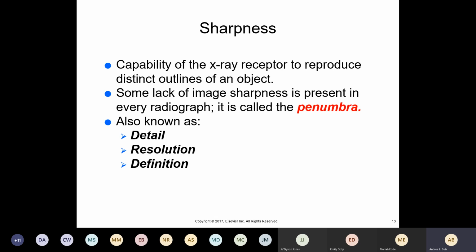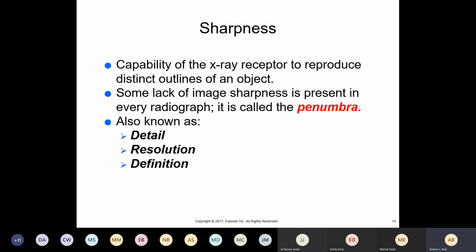Sharpness is when I was talking to you guys about like pixels versus the size of the silver halide crystals, I compared it to a television. And that's what I always think of when I think about sharpness is, you know, the more detail you can give me, the more sharp the image is going to be. So the more pixels you have, or the smaller the crystals, the sharpness is going to improve. So the capability of an X-ray receptor to reproduce distinct outlines of an object is how we can improve our sharpness.